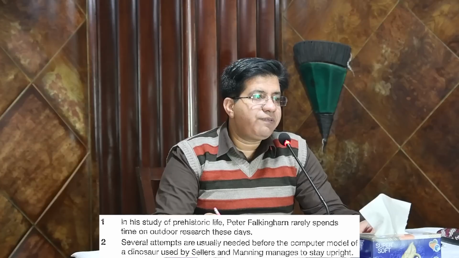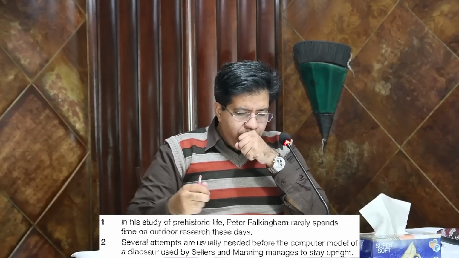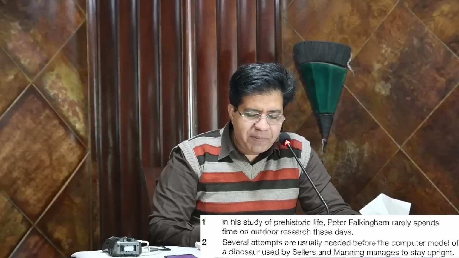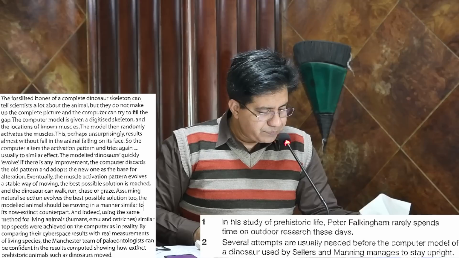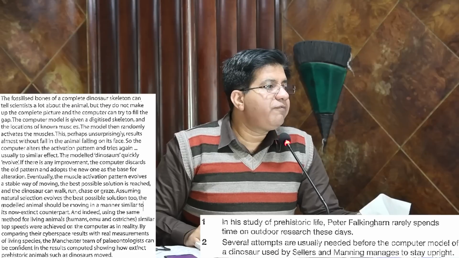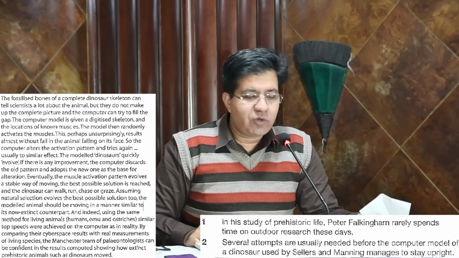Very good. If you don't find, then it is not given. Please come to it. Question number 2 is, several attempts are usually needed before the computer model of a dinosaur used by Seller and Manning manages to stay upright. Several attempts. Please come to third paragraph. I'm reading it from fourth line. The computer model. Found it? Now please follow me and then we decide whether it is true, false or not given.